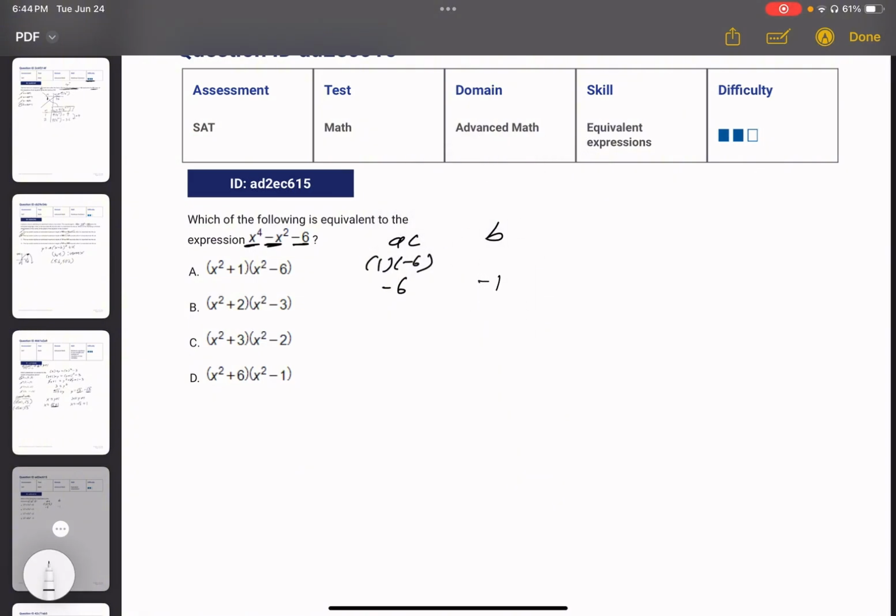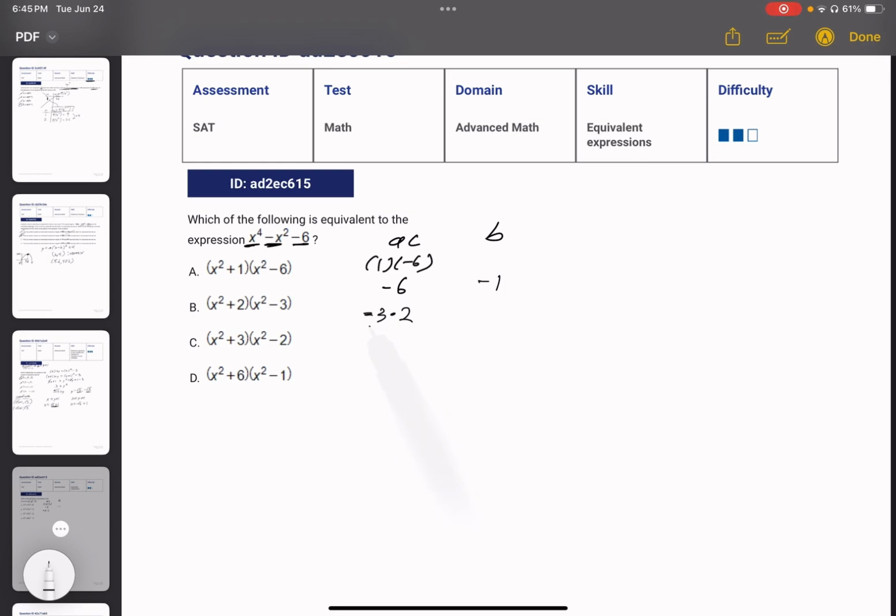We know that with this method, you need to have two numbers that when multiplied equal -6 and when added get -1. So in this situation, we're going to have -3 times 2 is going to give us -6, and when -3 is added to 2, we get -1. So that's why this works in this situation.